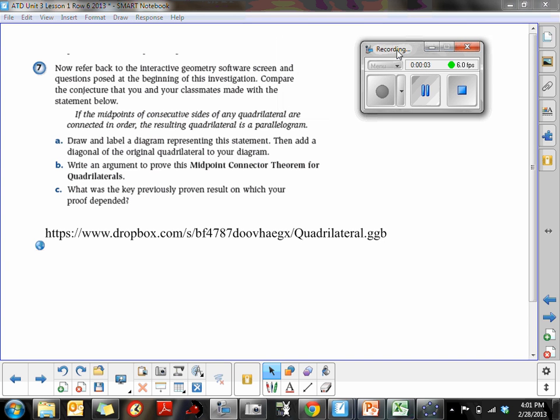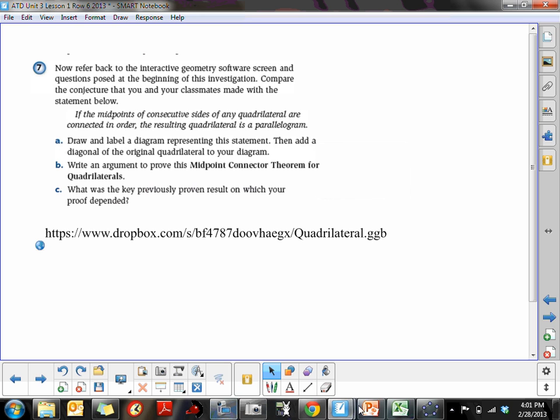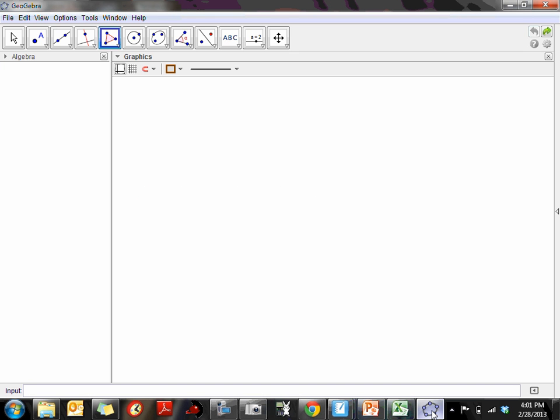Okay, we're done with question 6. We're moving on to question 7. In question number 7, we're going to use our GeoGebra program to help us analyze and hopefully make a conjecture about a figure that they're asking us to make. So here's what they're asking us to do. They want us to open up a GeoGebra document.